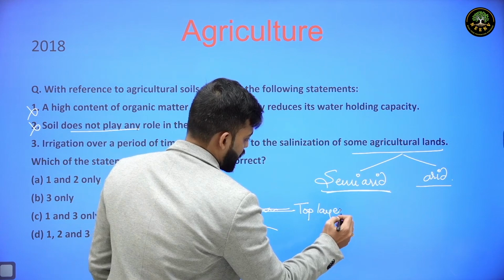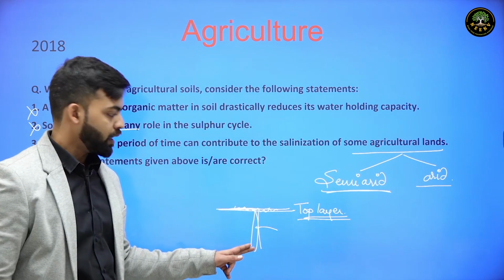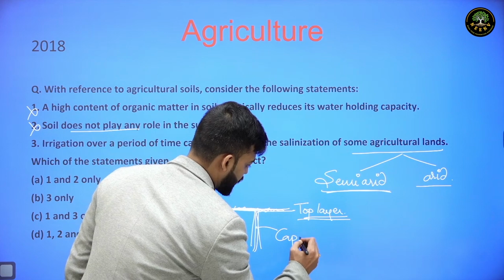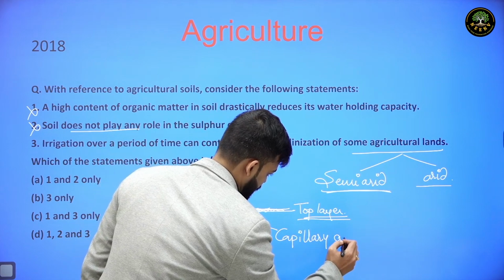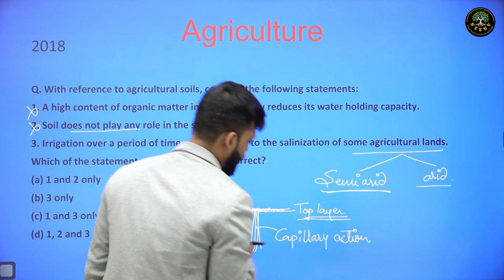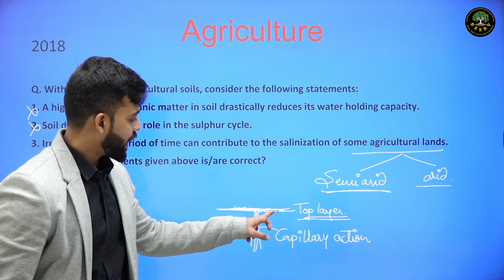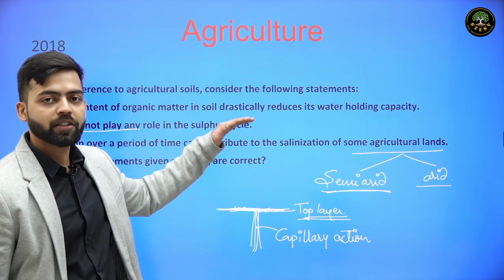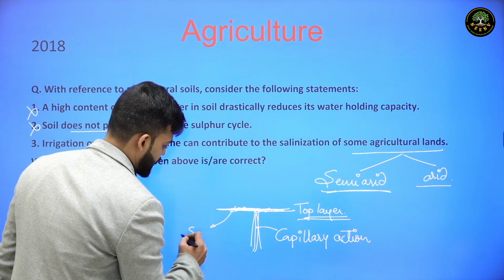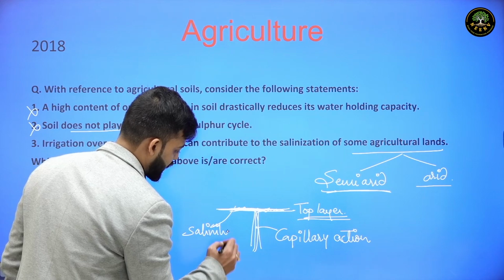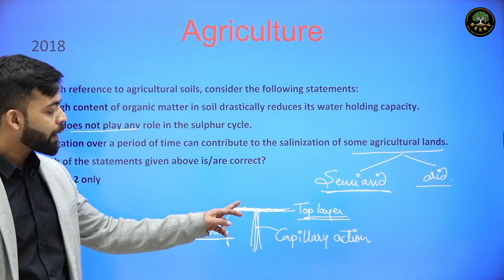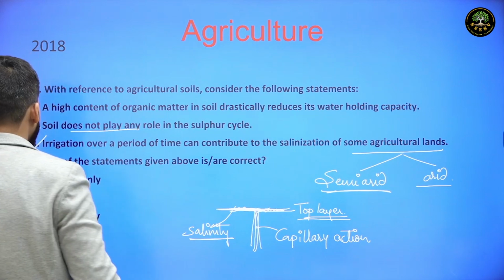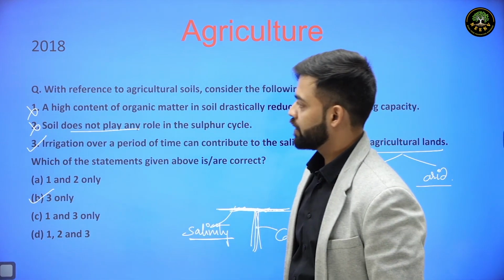So the minerals from the bottom layer of the soil come in the top layer of the soil through capillary action of water because of excessive irrigation. Now, as they get into the top layer of the soil, in these regions, evaporation rate is very high. So, as evaporation increases, the salinity in these areas increases. So, the more irrigation, there will be more capillary action, hence more salinity because of excessive evaporation rate. So, this statement is correct. So, our answer will be 3 only, B.